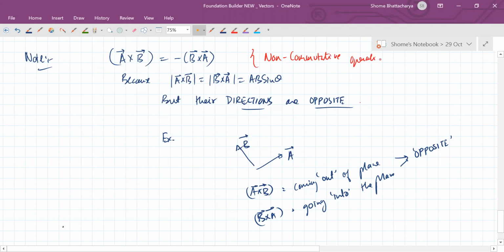So we're going to need these properties as we discuss cross product of vectors in component form, which is why we are writing them down here.